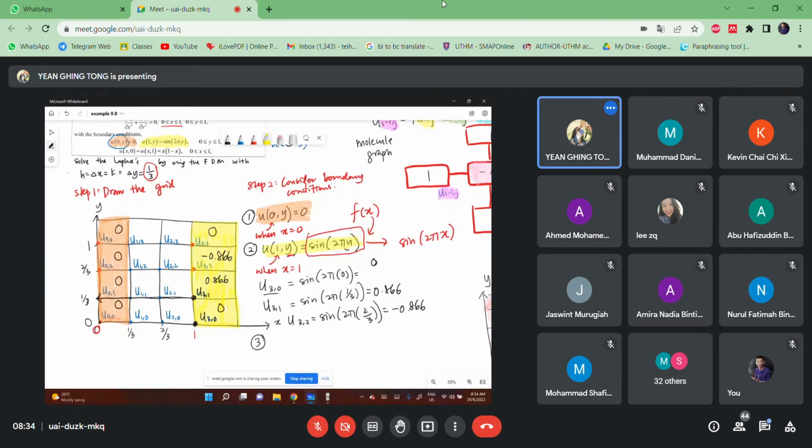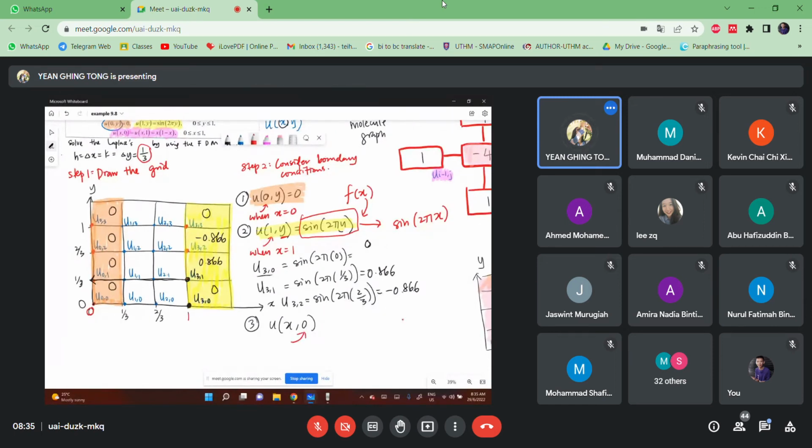The third one is this one. It says u(x,0) is equal to u(x,1) equal to x(1 minus x), for x from 0 until 1. This means that u(x,0) is when y is 0. When y is 0, that means this boundary here.